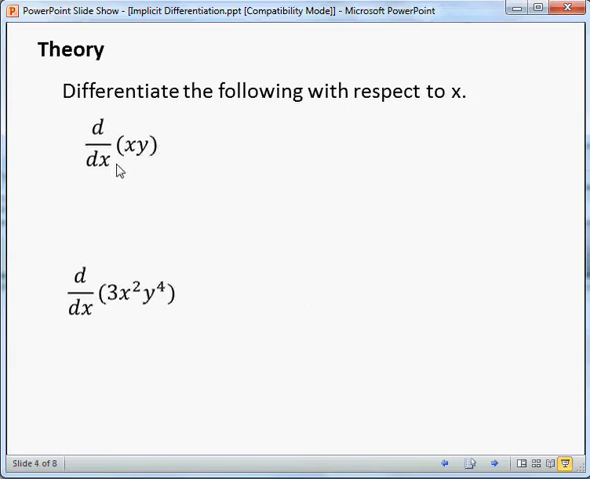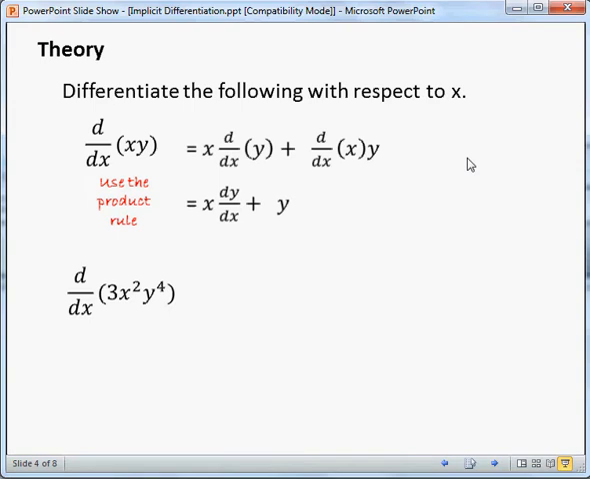Here's another two examples. This time I've got a product, xy. So I've got to use the product rule. The product rule says it's x times the derivative of y plus the derivative of x times y. Now if we simplify that, the derivative of y with respect to x is just dy/dx. The derivative of x with respect to x is just 1. So that's our answer.